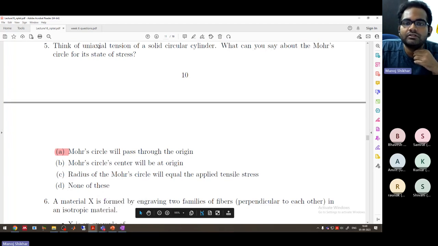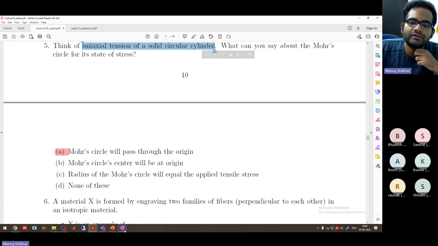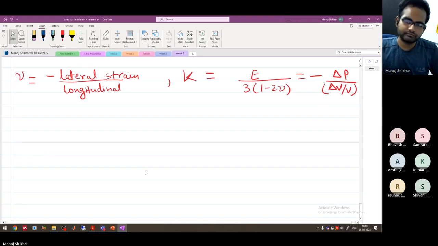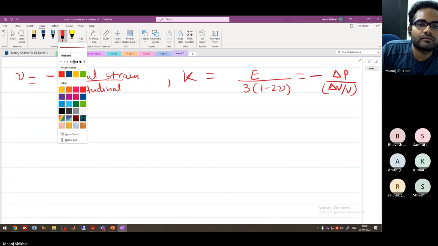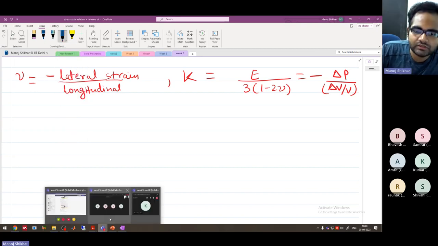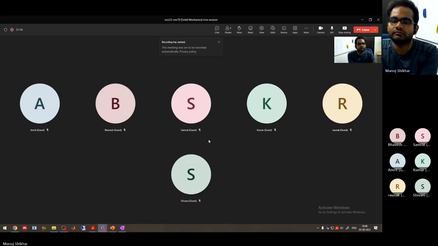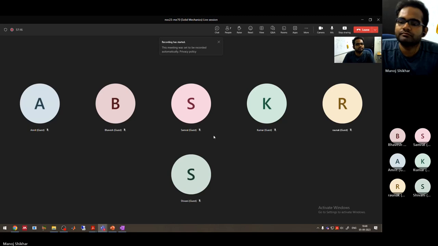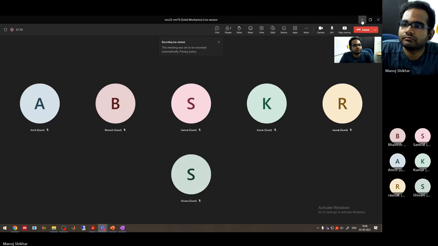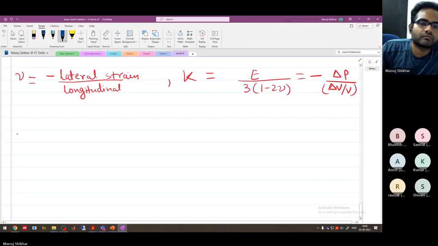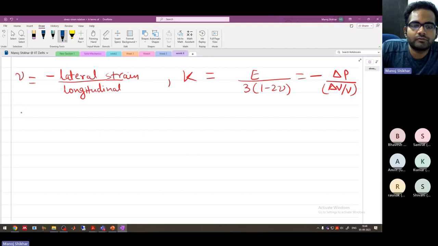So they have given uniaxial tension of a solid circular cylinder. So how will our stress matrix look? Anyone can talk. If any of you have any doubt till now, you can ask me. Otherwise, I will go on to solving the problems.